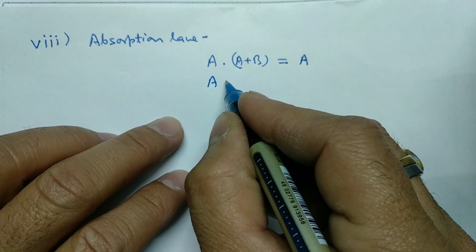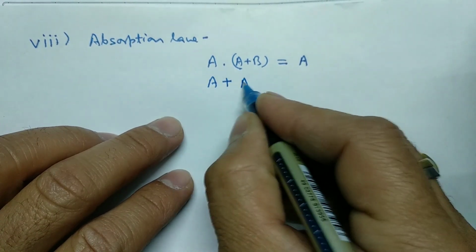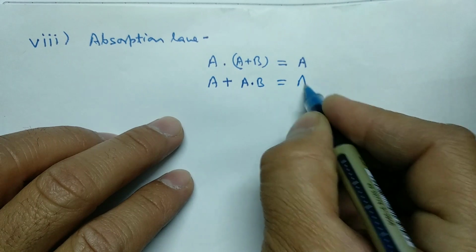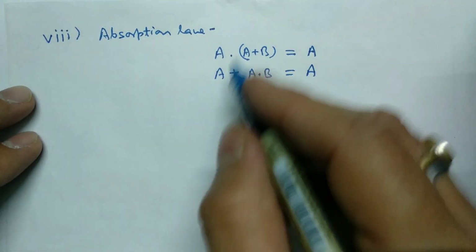Similarly, another form of absorption is A or (A and B). The answer is again A. This is the absorption rule.